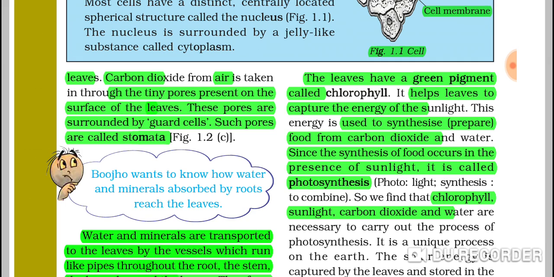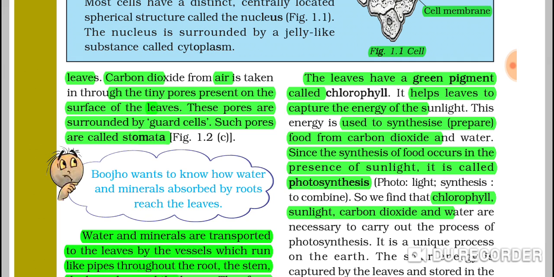Now the energy is used to synthesize food from carbon dioxide and water. The sun energy which is absorbed by the chlorophyll helps to prepare the food with the already present carbon dioxide and water. Since the synthesis of food occurs in the presence of sunlight, it is known as photosynthesis. So why is it known as photosynthesis? This process of making food by plants is known as photosynthesis because in this two things are required.